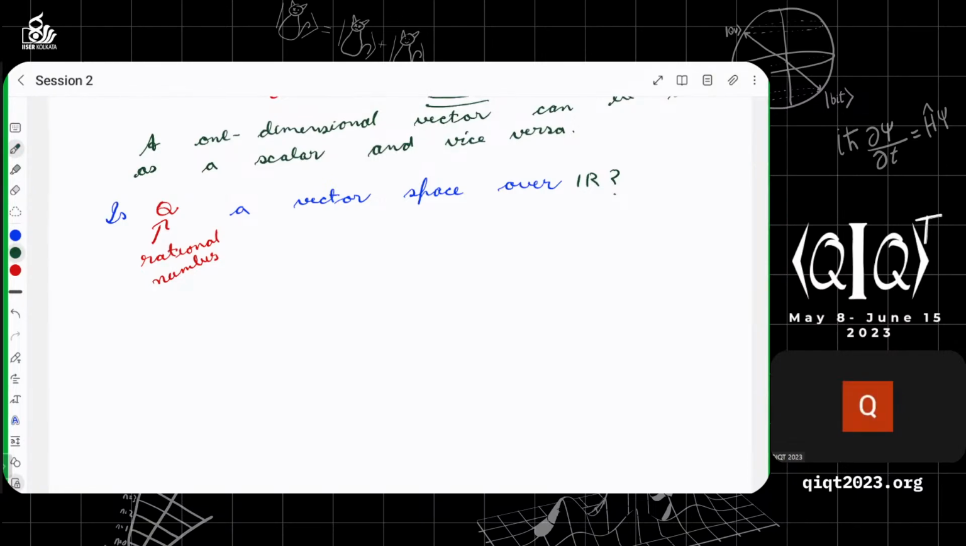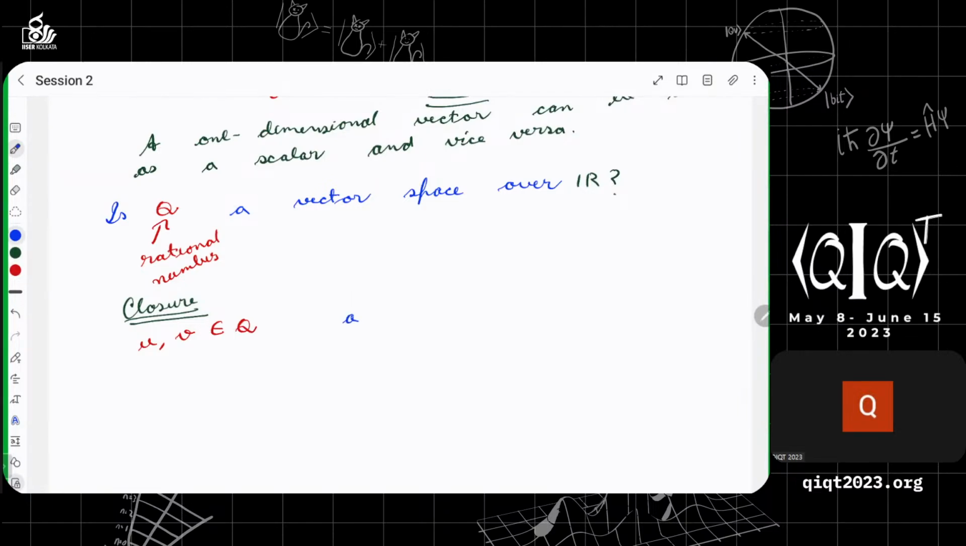Okay, let's try to see whether all the conditions are fulfilled. Let's start with the condition of closure. So that is the first condition that we got to check. Now, let's assume two rational numbers. Let's say u, v belongs to Q.